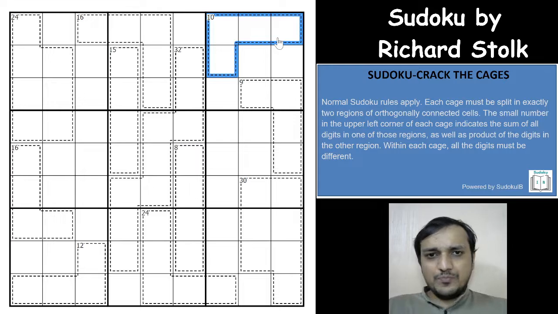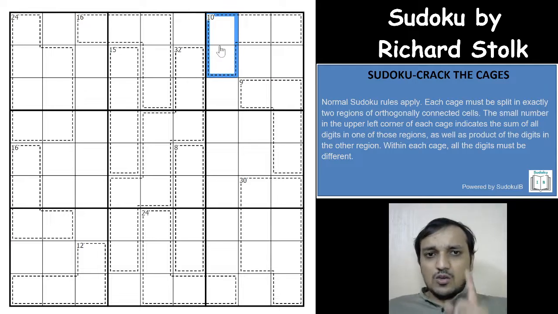One region will indicate the product. There is a number at every cage, in the upper left corner of every cage. The numbers in one region will indicate the product, and in the other region the sum. So for example, if you have two numbers, the product of those two numbers would be 10, and in another region the sum of those two numbers would have to be 10. It is the same for all the cages.